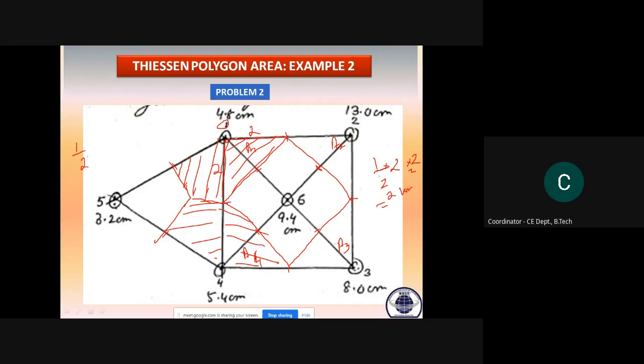Half into base is your 4 kilometer, and the height, as I said, how much? Under root, how much was it? Four square minus two square, under root, how much will it come? Under root 3. 16 minus 4, and under root 12 is coming, right.